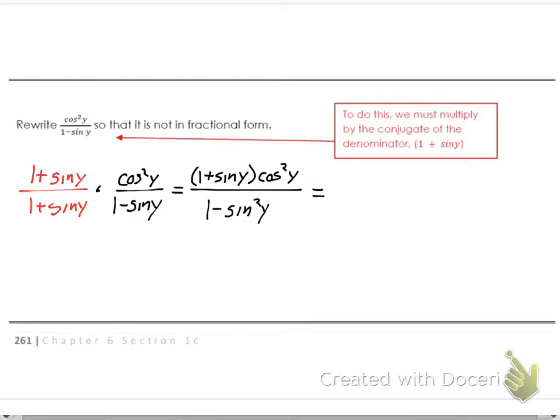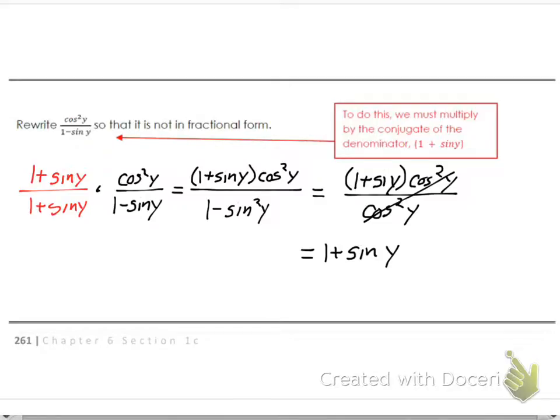I'm still not going to distribute it on top, because I know there's going to be a cosine on the bottom, so things might cancel out. So I'm going to leave that cosine alone. And on the bottom, that's going to equal cosine squared y. That is going to cancel out, and I'm going to have 1 plus sine y.